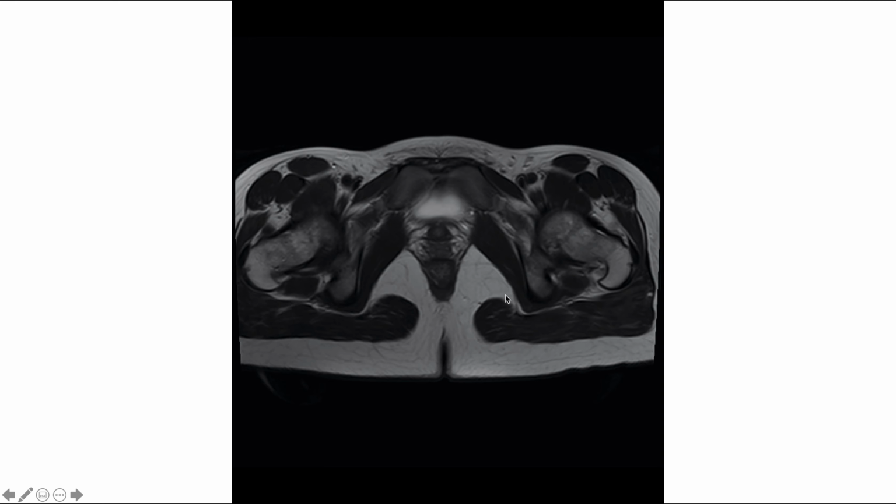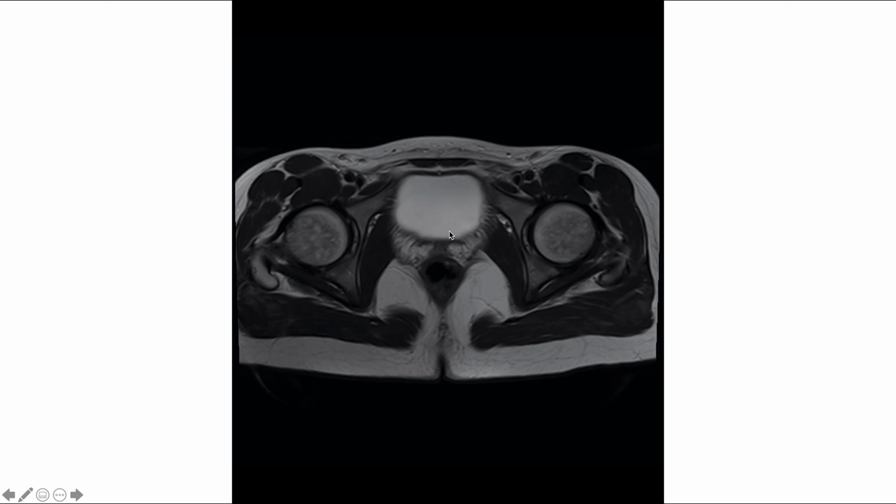And then as we move anteriorly, the vaginal canal disappears, and we see the urinary bladder starting.